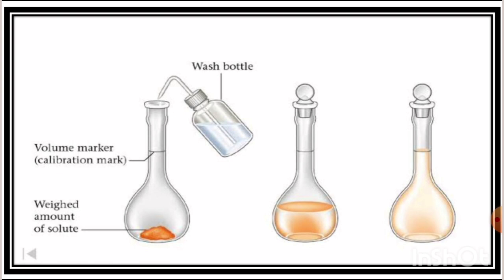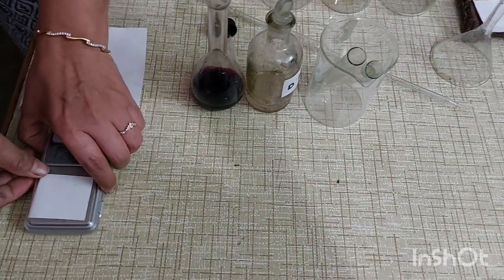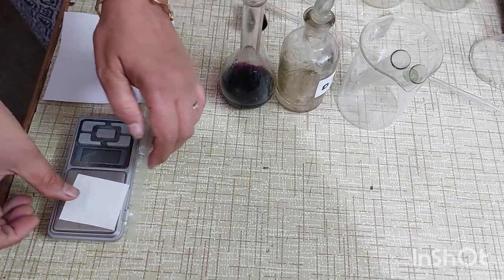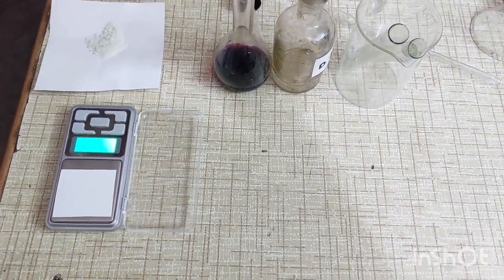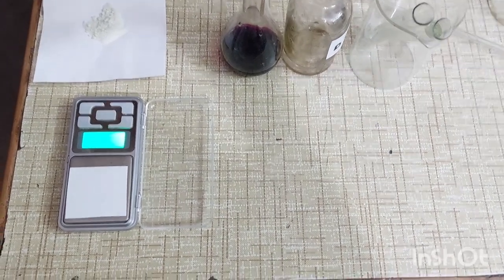This is the picture showing how to make a standard solution of ferrous ammonium sulfate. Now prepare a standard solution of Mohr salt. First, weigh 1.30 gram of ferrous ammonium sulfate, that is Mohr salt.